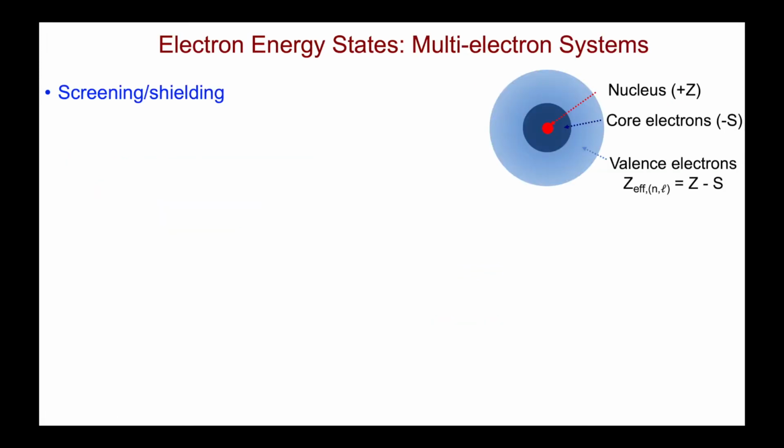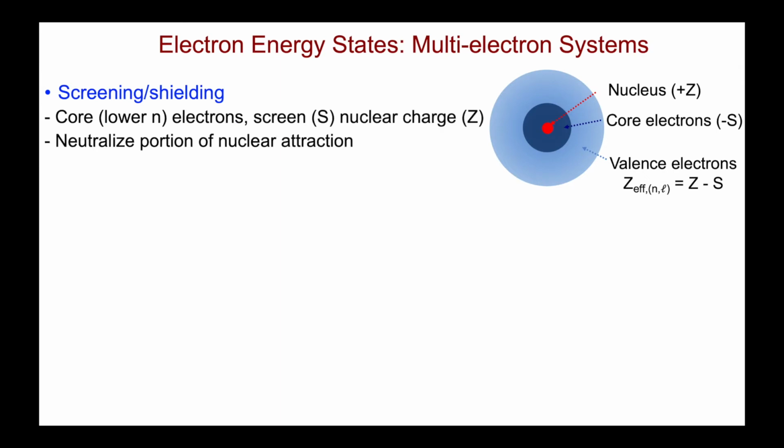Here's a schematic picture of a multi-electron atom: the nucleus, positive charge Z, and core electrons and valence electrons. Now the core electrons are located closer to the nucleus, and as a result they partially screen the nuclear charge, and the degree of screening we call S. As a result, the valence electrons do not feel the full charge of the nucleus, because part of it has been, if you like, neutralized by those core electrons.